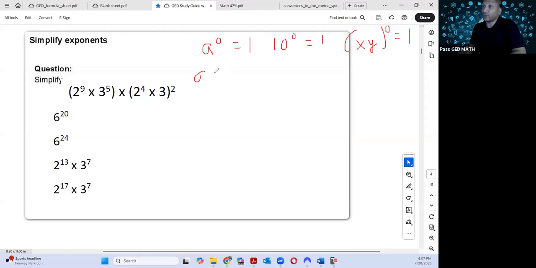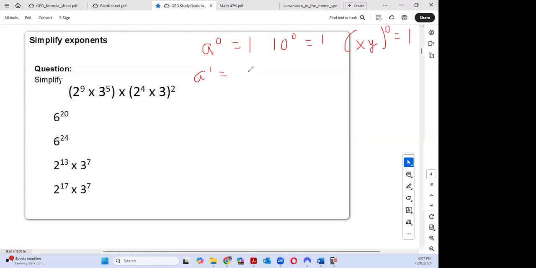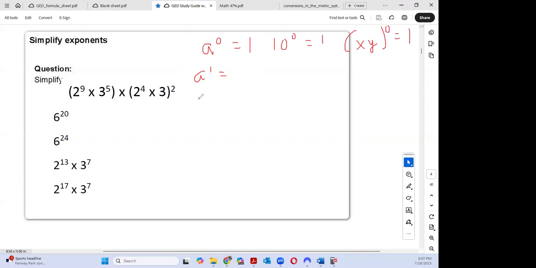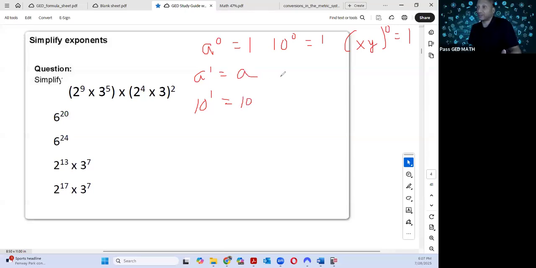Anything to the first power is what? So what's 10 to the first power? It's 10. Anything to the first power is just the base. Doesn't matter what it is. That's the second rule. The first rule: anything to the 0 power is 1. The second rule is anything to the first power is the base.